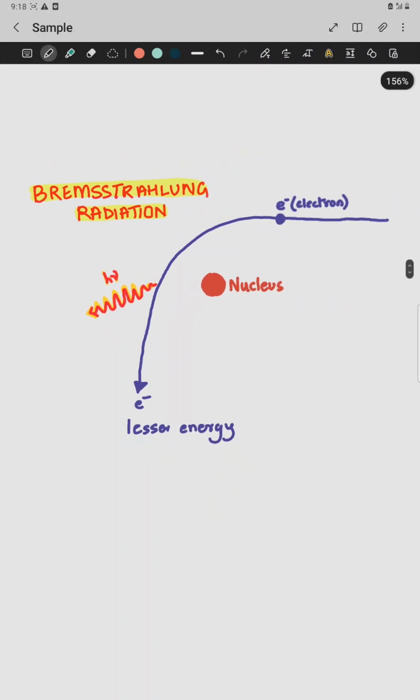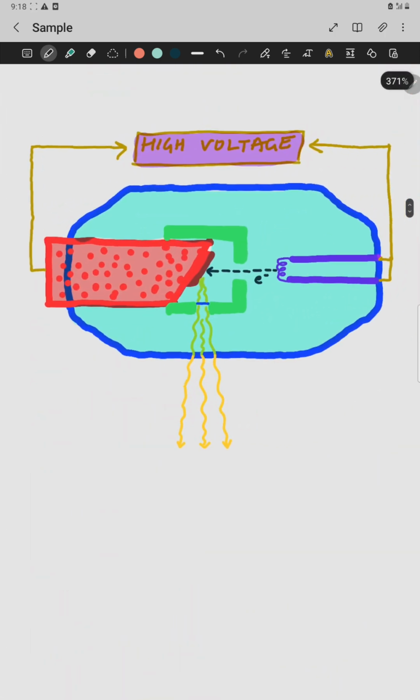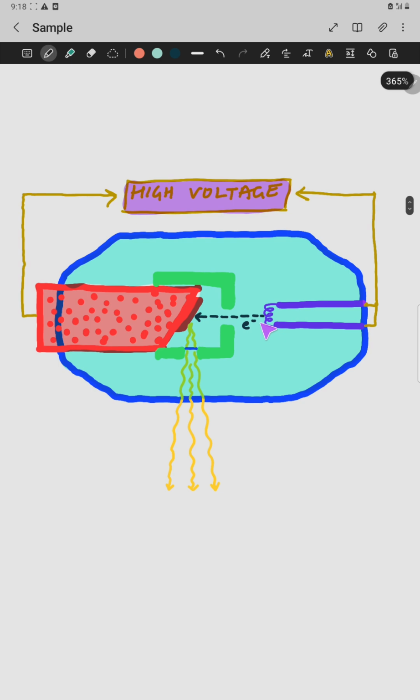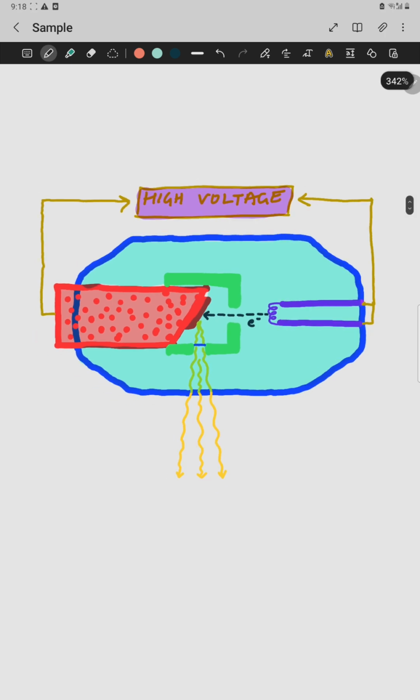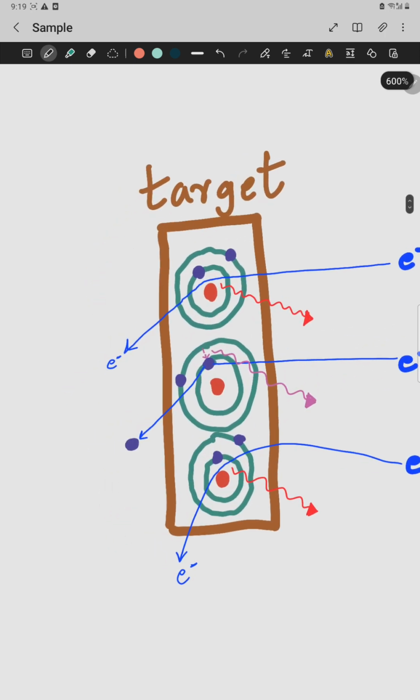So, I'll be talking about Bremsstrahlung radiation today, but before that, a little bit of basics. So, we know that this is the X-ray tube where electrons, which are heated up from the filament, are generated here. They hit the target over here, the tungsten target, and our X-rays are being produced here. Now, what is exactly happening at this target?